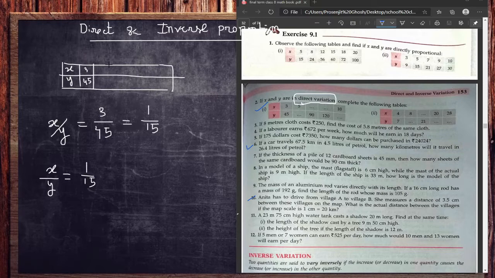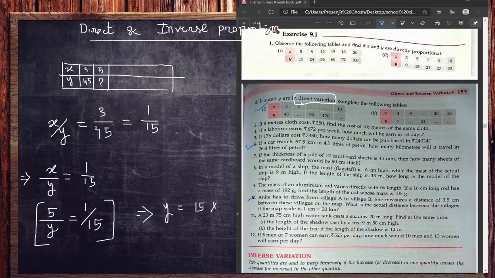Now coming to the next value. In here, the value of x is given. You have to find the value of y. So, in the place of x, you have to put the value of x, which is given as 5, and the value of y is missing. So, all we need is to find the value of y. If we solve this one, we will get 15y equal to 15 into 5. So, it will be 75. So finally we got when x is 5, then y is 75.